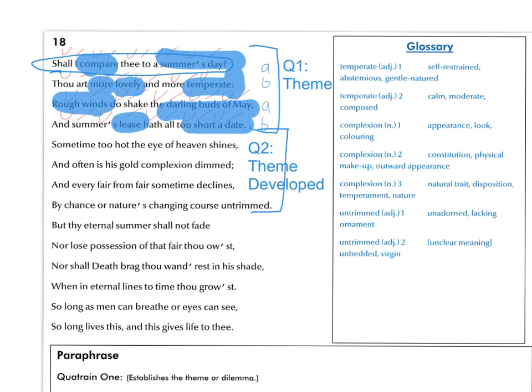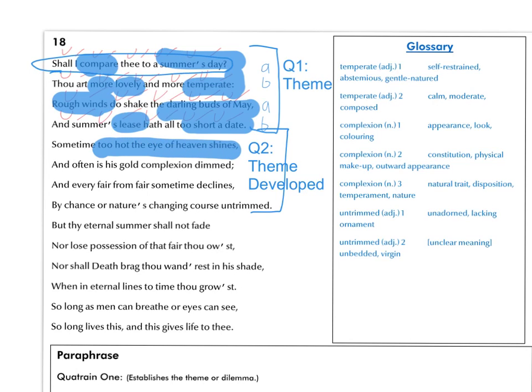Most sonnets continue to develop this theme, established in the first quatrain, in the second quatrain. So our metaphor is deepened and extended. Shakespeare's going to continue to say how his love is so much better than summer. So, more reasons. "Sometime too hot the eye of heaven shines."